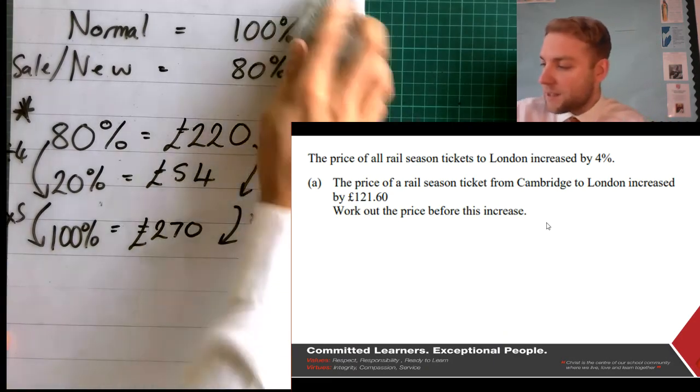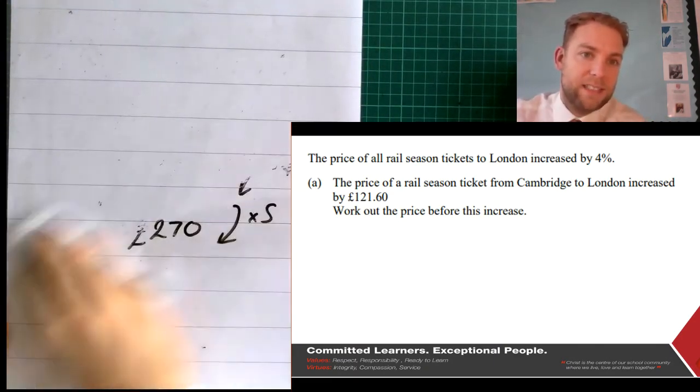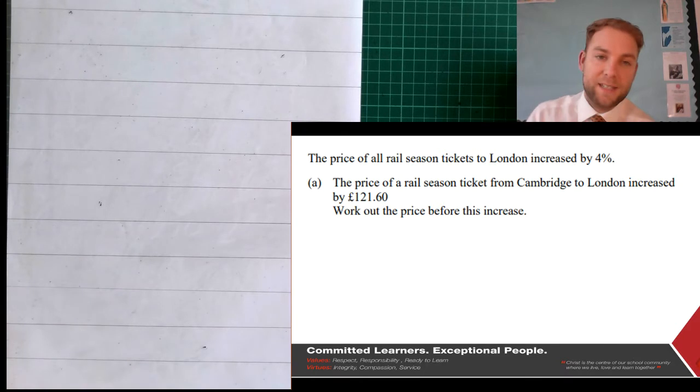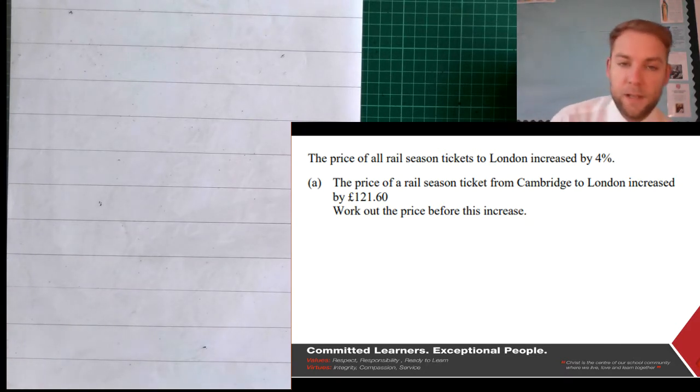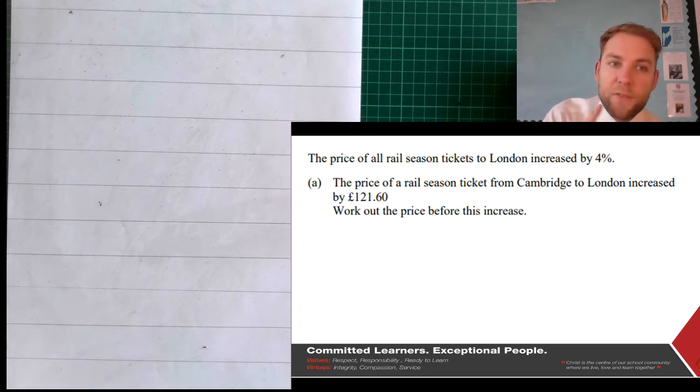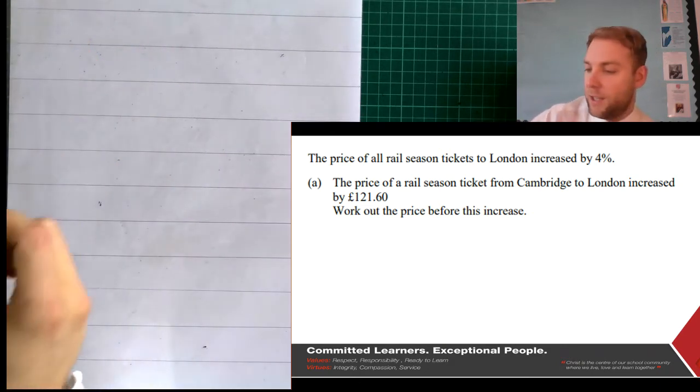So the price of all rail season tickets is increased by 4%. Okay? It's increased by 4%. The price of the rail season ticket from London to Cambridge is increased by £121.60. Work out the price before this increase. So we know here, now this one's a little bit trickier again.